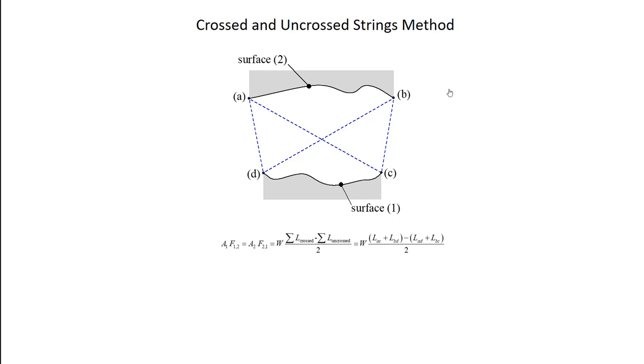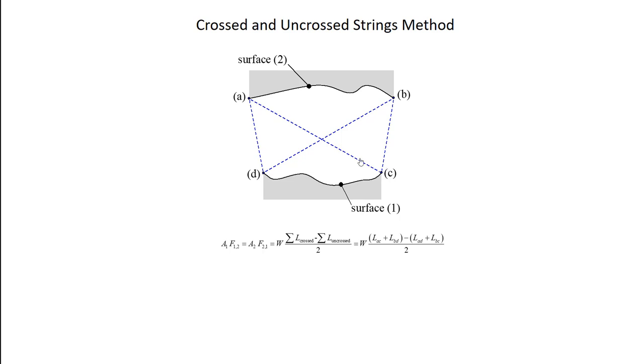And the way the crossed and uncrossed strings method works is you go to the edges. So this is the edge of surface 2, the left edge, this is the right edge, and then this is the edge of surface 1, the left edge and the right edge. And you imagine drawing strings tight between these corner points, these edge points. So there's going to be a string that goes from the left edge to the left edge, that's the string AD, and from the right edge to the right edge, that's the string BC. Those strings do not cross, so those are our uncrossed strings.